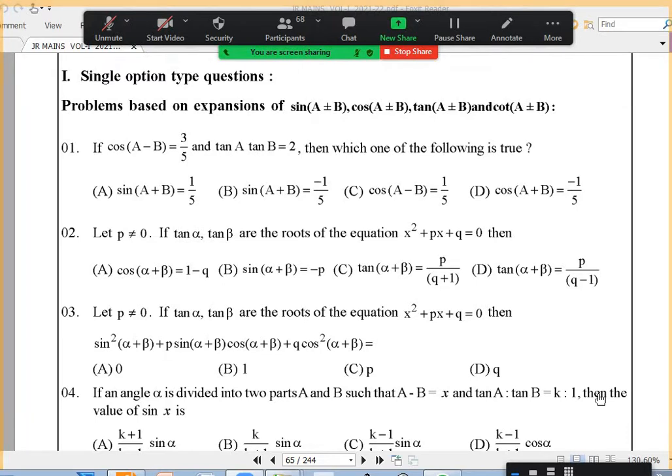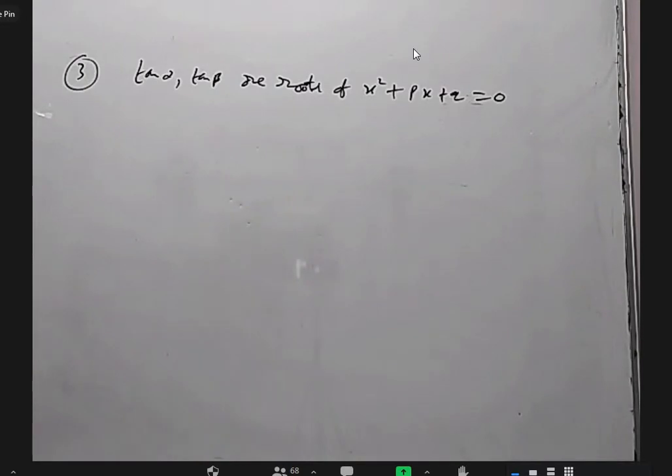Okay, third question. Tan alpha and tan beta are roots of x square plus px plus q equal to 0, and they wanted cos square alpha, sin square alpha plus beta, something. I did not write the question completely.